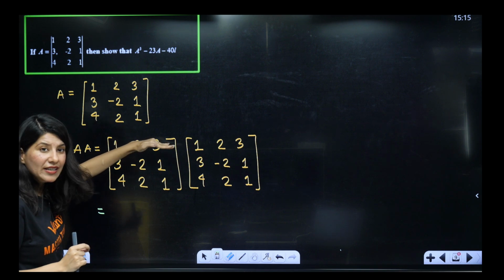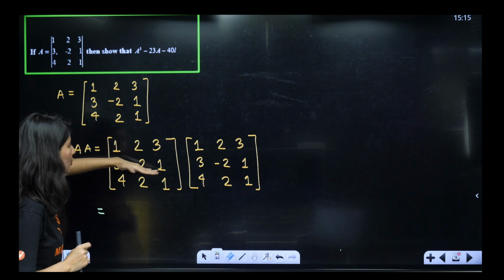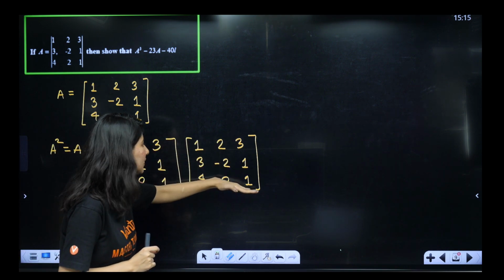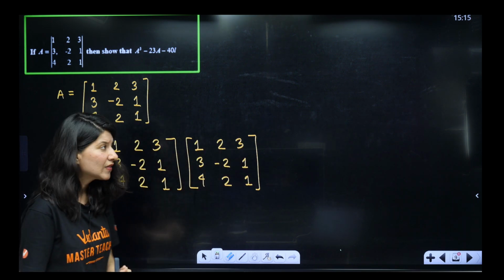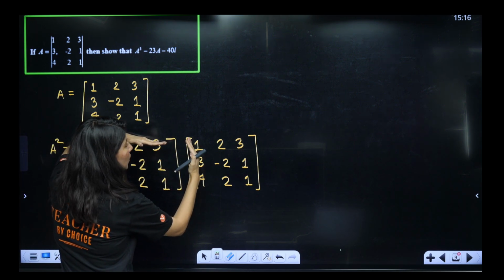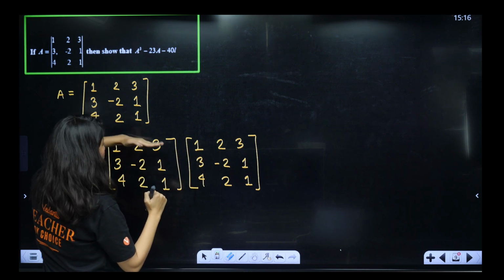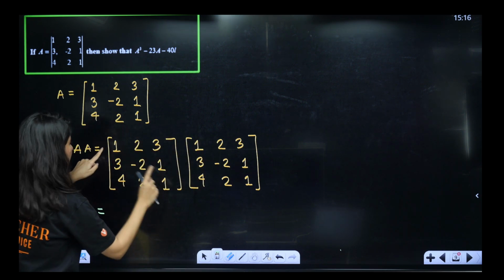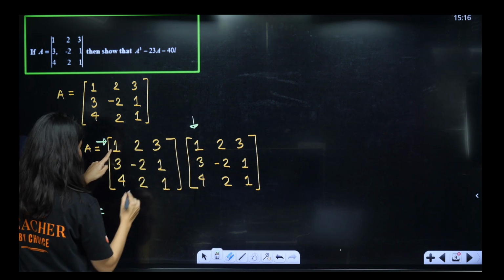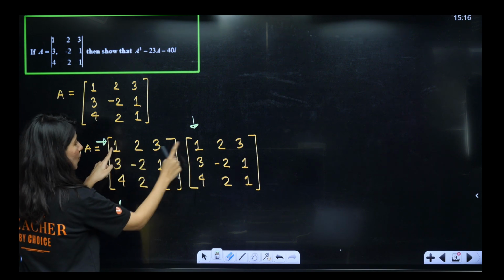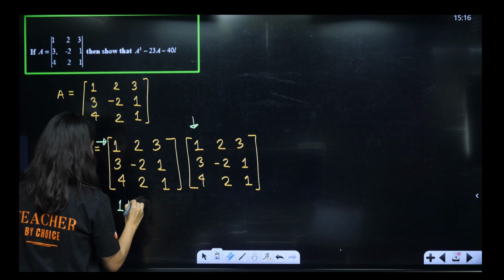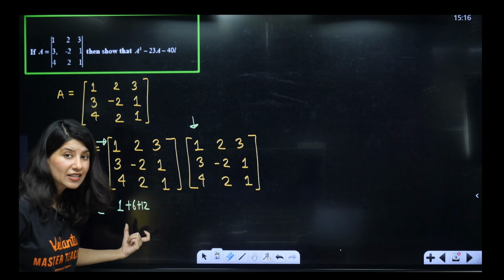Right? This is row 1, row 2, row 3. Column 1, column 2, column 3. Again, this also is row 1, row 2, row 3, column 1, column 2, column 3. Okay? Now, this is your row number 1. Row number 1 will get multiplied with column number 1. How? Let me show you. So, row number 1 is this, column number 1 is this. So, this multiplied by this: 1 ones are 1, 3 twos are 6, and 4 threes are 12. So, 1 plus 6 plus 12, you will get the very first element.